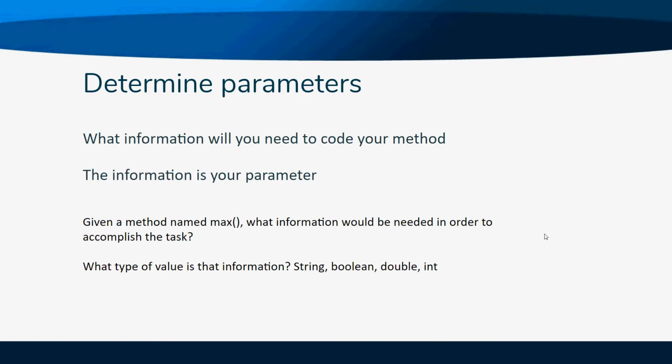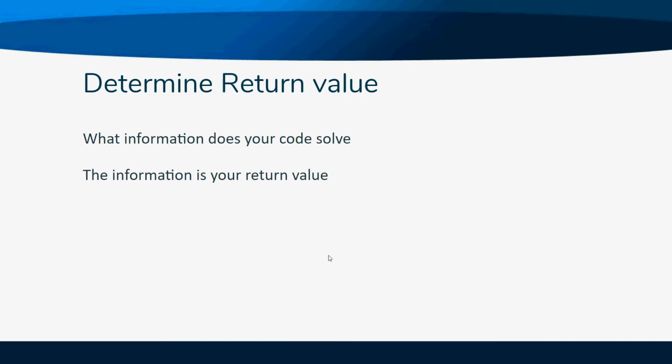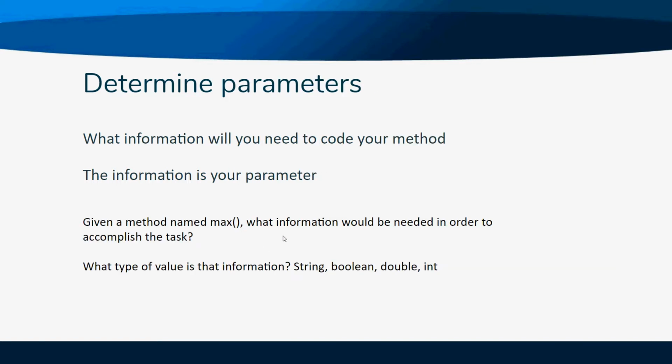Well, and what type of information would that be? If you needed to find the larger of two numbers, you would need the two numbers. And depending on what type of numbers those are, it would either be double or int. If you wanted decimals, it would be double, or if you wanted whole numbers, it would be int. And so max, this method that finds the larger of two numbers, would have two parameters, one for each of those numbers.